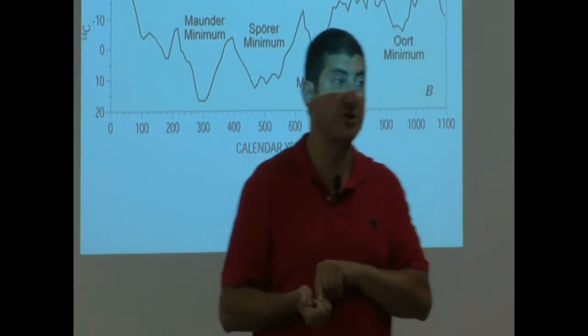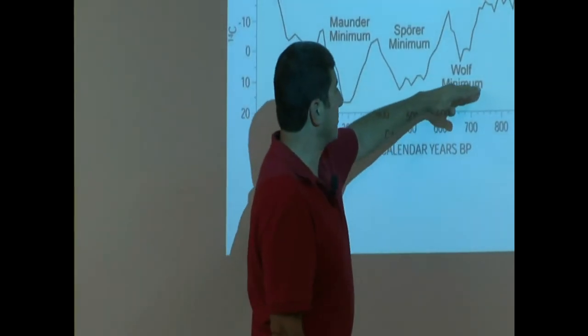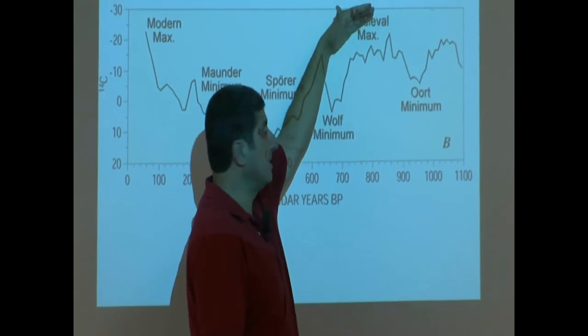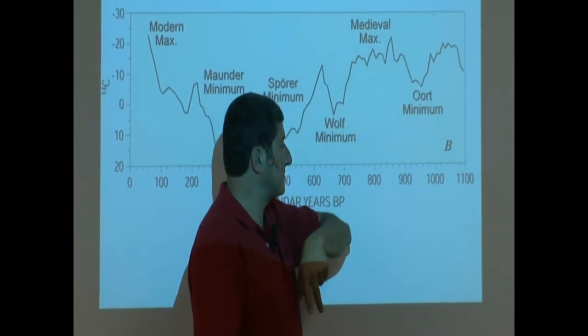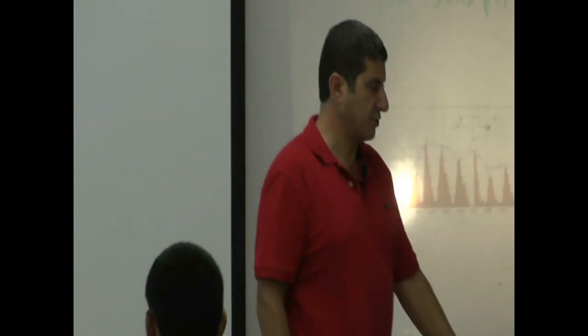I think it would be very interesting to find out if that is actually true during these minimums, like the Wolf Minimum. What happened during the medieval maximum? What happened during the Oort Minimum, 1,000 years ago? Did another civilization die out? So that would be interesting to research.